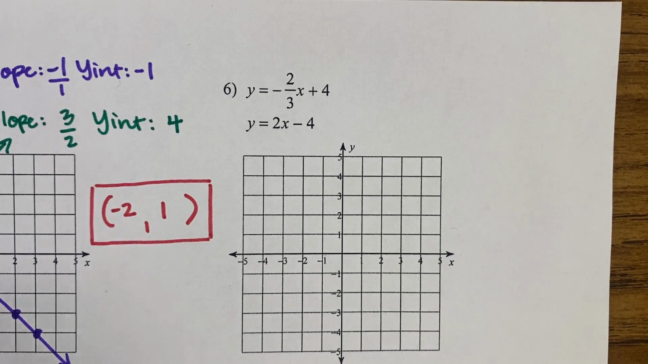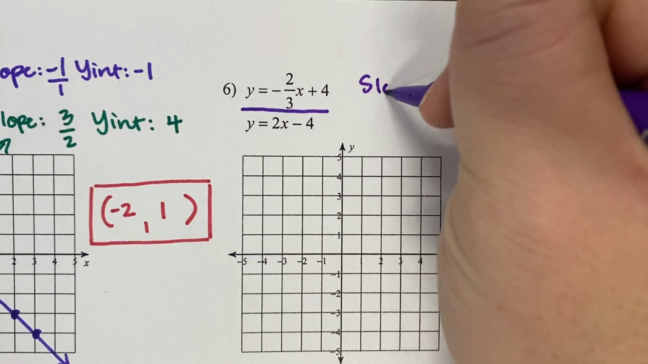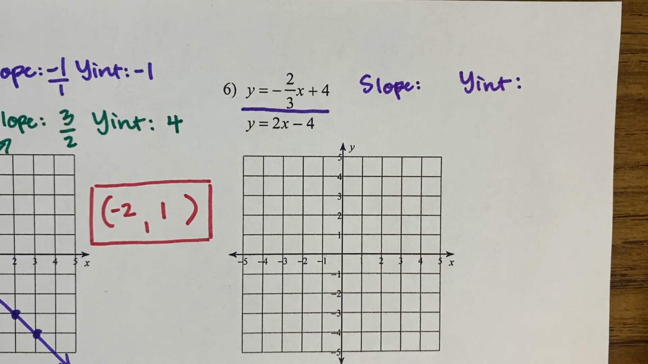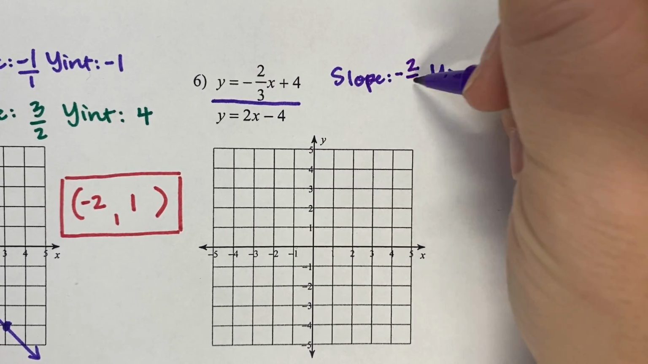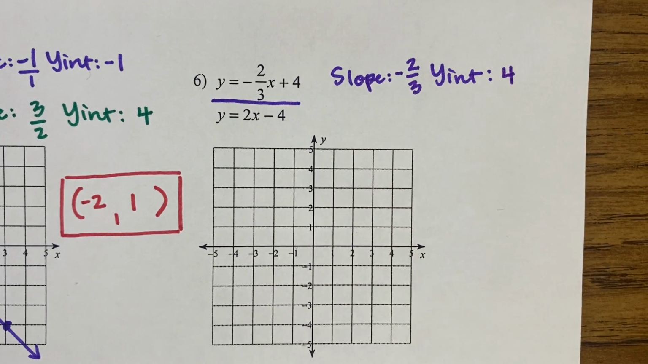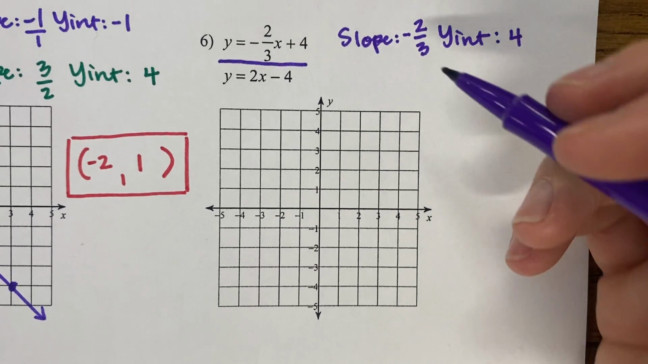All right, number 6. Let's do that again. So we have my purple line, which we can identify our slope and our y-intercept. Okay, slope is right in front of my x, which is a -2/3. And my y-intercept is +4. Okay, so let's go ahead and graph this guy. Find +4 on your y-axis. That's going to be right there.